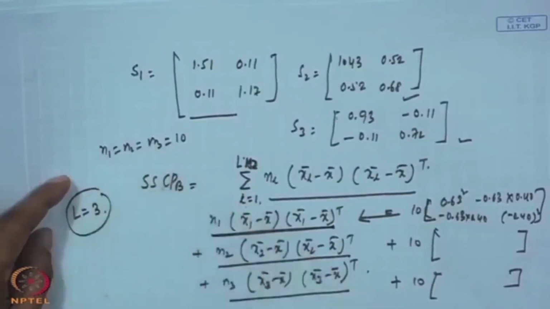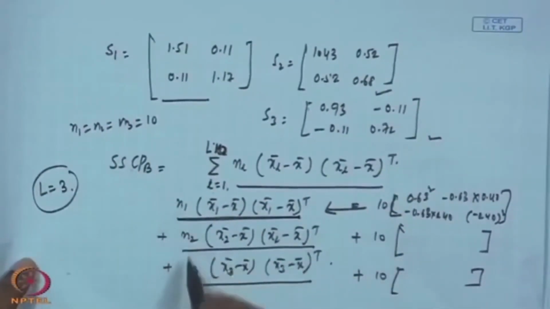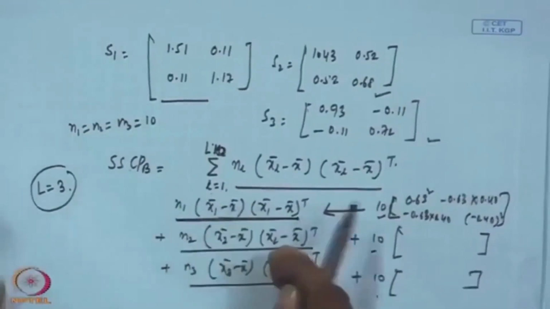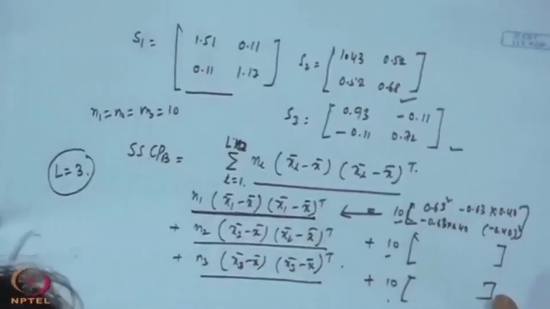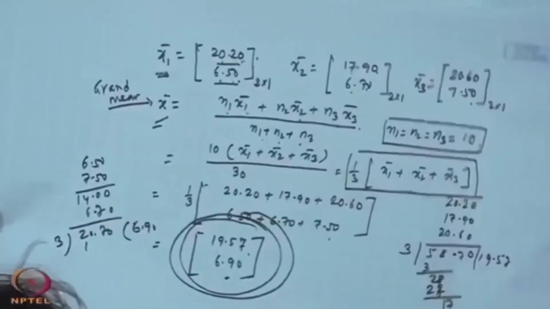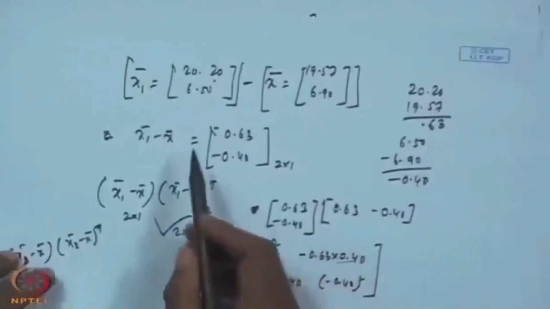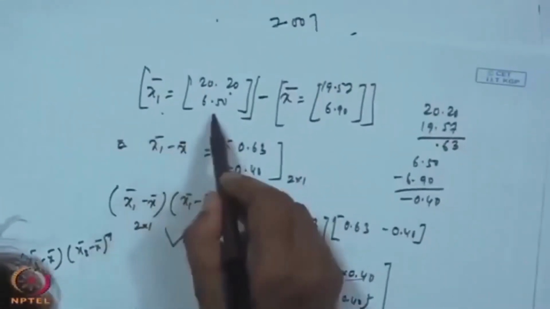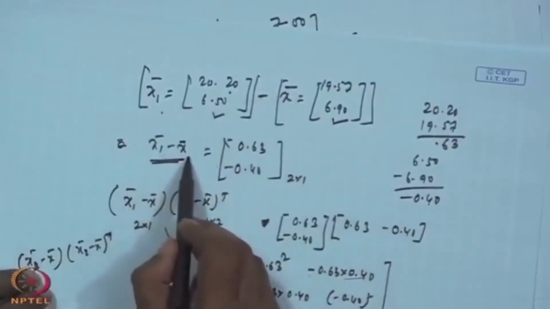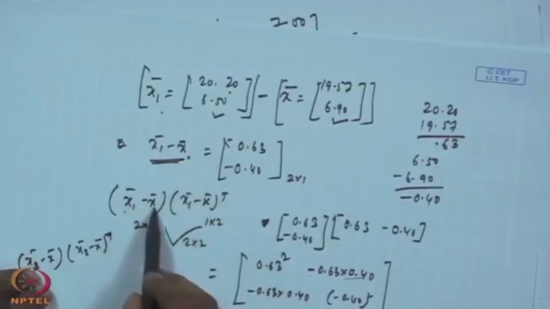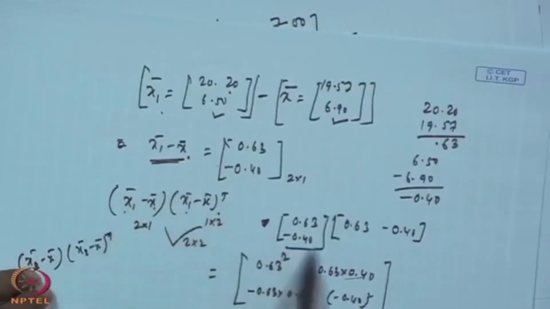Our case is the equal size case. So, n1, n2, n3 I am putting as 10, 10, 10, then you are computing this one. How we compute x1 bar minus x bar, and x1 bar minus x bar transpose, that computation formulation I have shown you, and it is like this. First, your x1 bar is this, x2 bar is this, the difference will give you x1 bar minus x bar. Then x1 bar minus x bar and its transpose, this is what you have written.